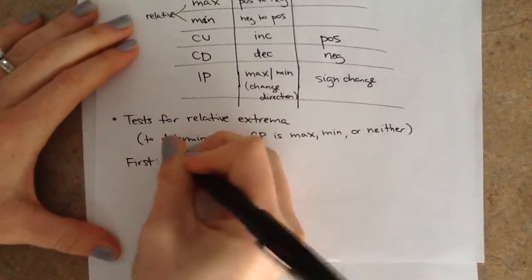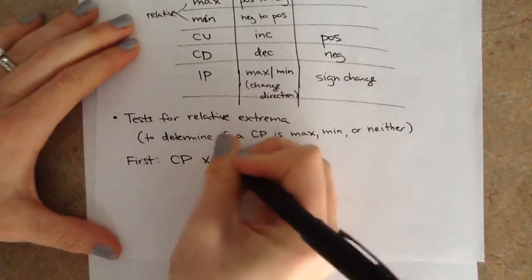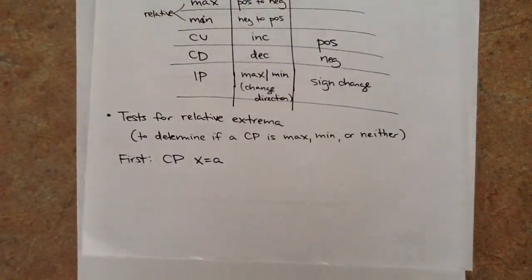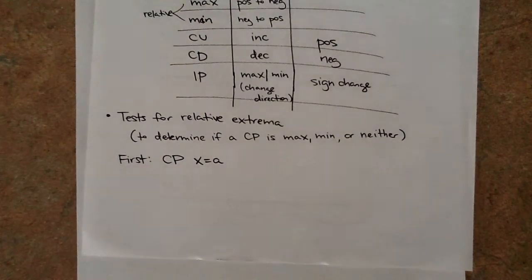So let's start with this. Let's say we've got a critical point, call it x equals a. This doesn't mean we don't have more. We probably have multiple critical points. I'm just going to focus on one. So this is how we can use the first derivative to tell us whether x equals a is a max, min, or neither. What's the main focus, the main feature of the first derivative test? What do we use for first derivative tests?